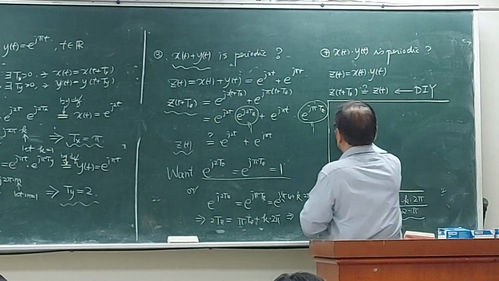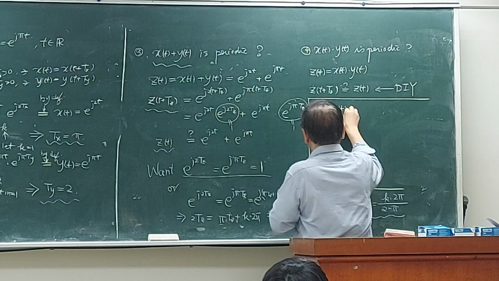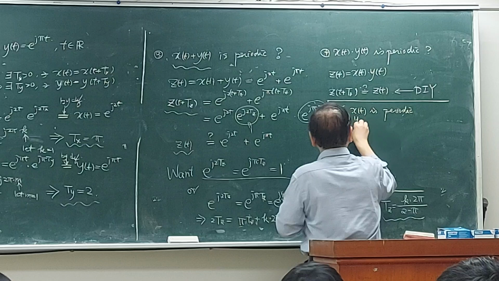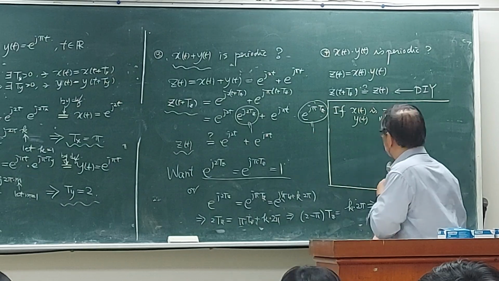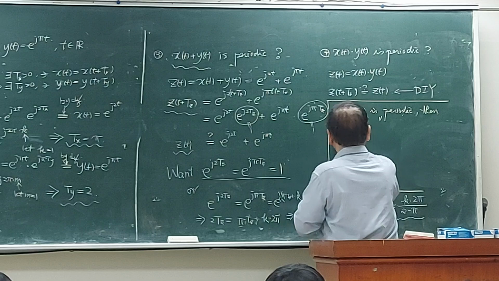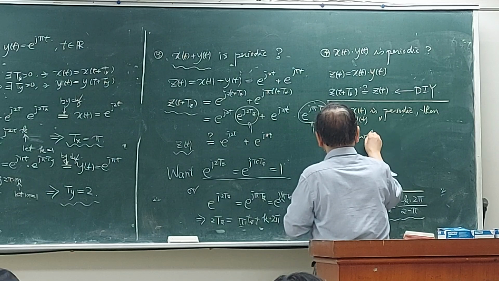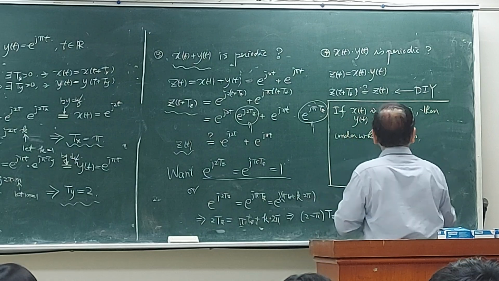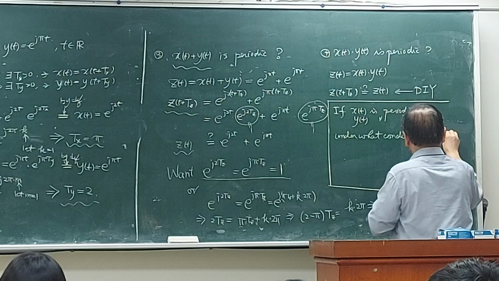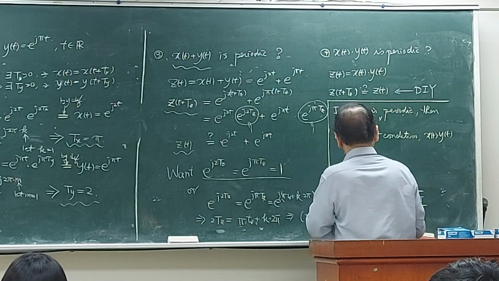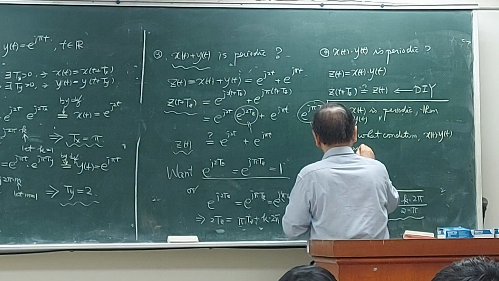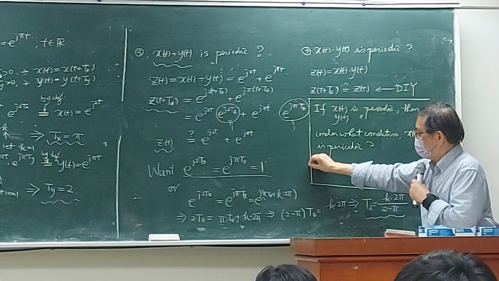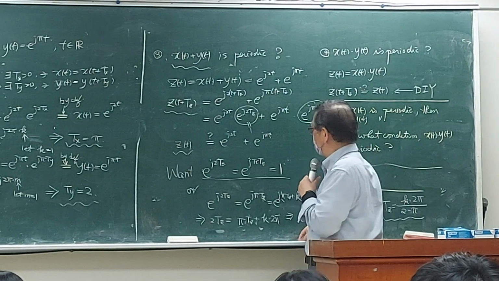But then I'm going to ask you, ask yourself this question. If s of t is periodic, y of t is periodic, okay, both are periodic, then under what condition is the product s of t times y of t periodic? And ask yourself, can I figure out the general rule?